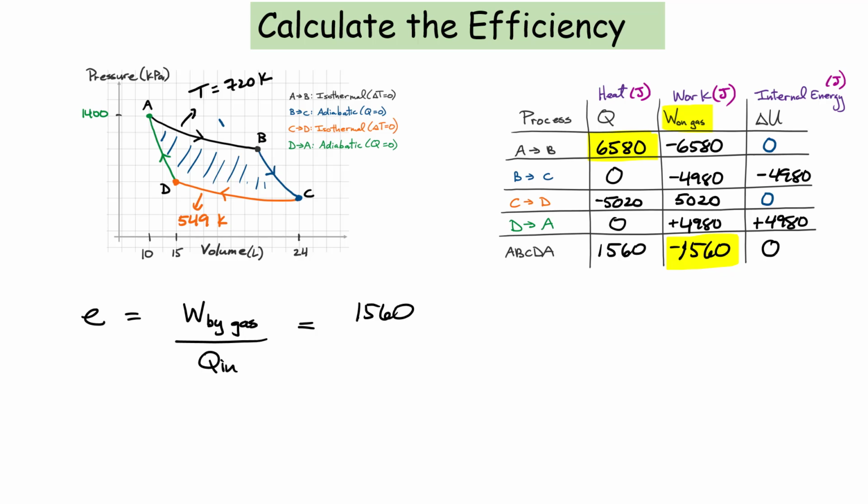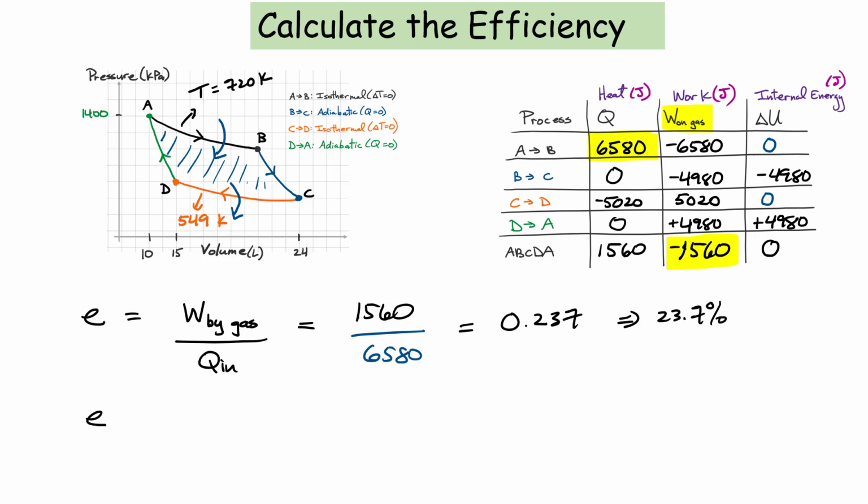Now, how much heat did you put in? Again, there is heat going into the system over here, and there is heat going out of the system here. So during this isothermal expansion, the amount of heat that goes into the system was 6,580. You put those numbers in your calculator, and you should get something like 0.237. This is equivalent to 23.7%, which would be the efficiency of this cycle.